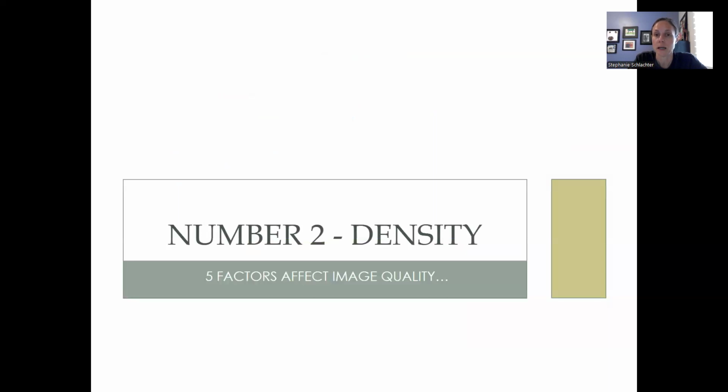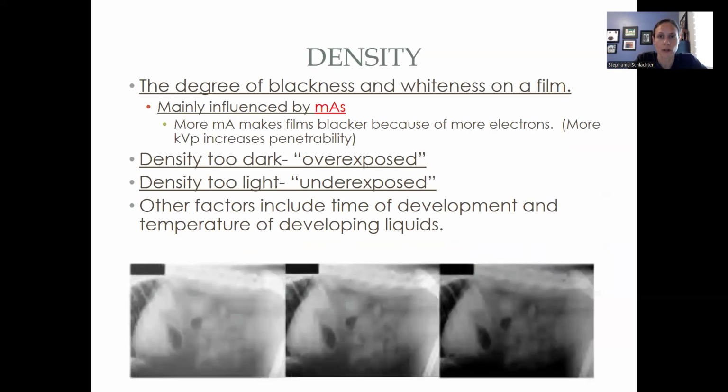All right, so that was detail. Next up is density, and we talked a little bit about density as well, but we're going to go into a little more detail and go back through because I know this is something that people struggle with. Density is the overall degree of blackness and whiteness on a film. How overall dark or light is it? The main controller of density is mAs, more so the mA portion of that, but we pretty much use mAs as our overall. We don't usually change things individually. So we're really looking at mAs here, okay?